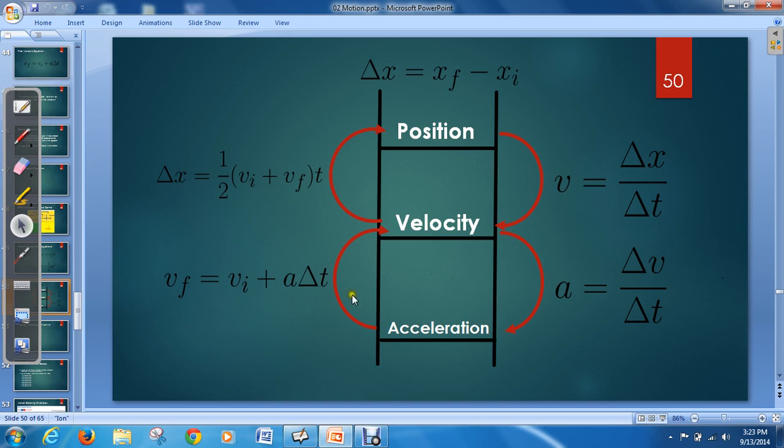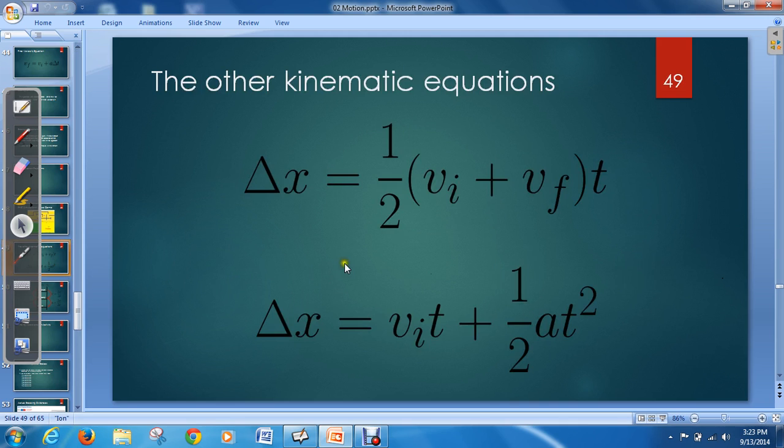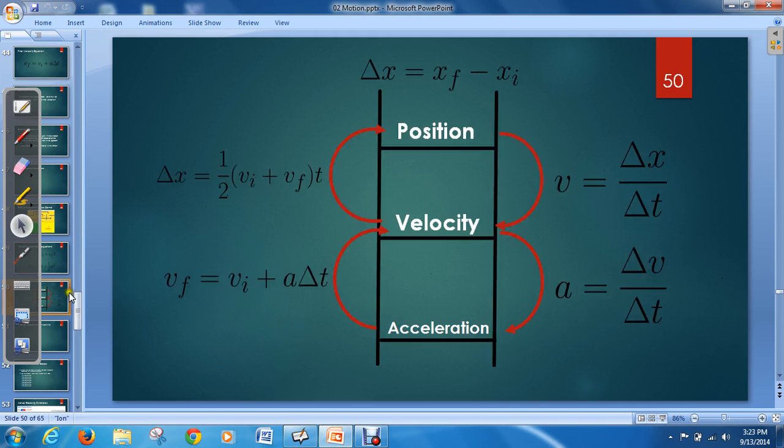Okay? And then the last equation, this change in x equals v_i t plus 1/2 a t squared, this one is a direct jump from acceleration to position. So if you need to do a double jump across velocity, you use that last equation. Or if you need to do a double jump down, you can also use that last equation. Okay, so we can get from any position on the ladder to any other position on the ladder through these kinematic equations. So this is really cool. This is nice. It really helps us out with solving these different problems. Okay.